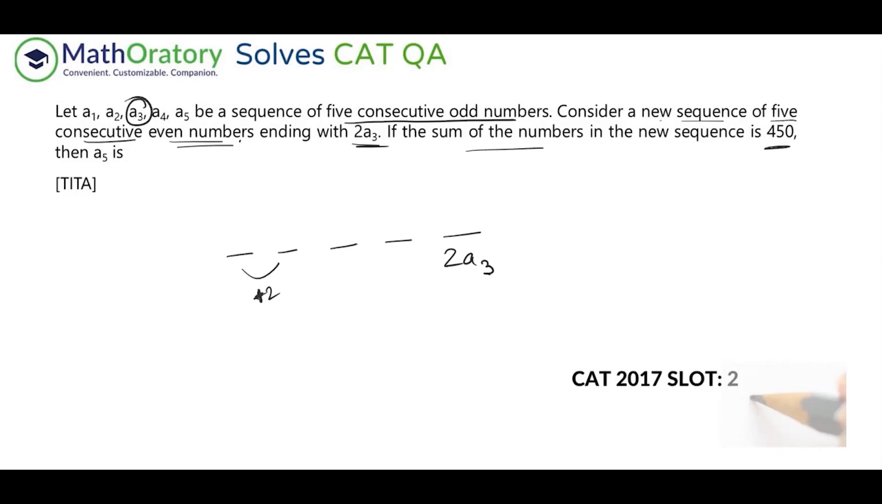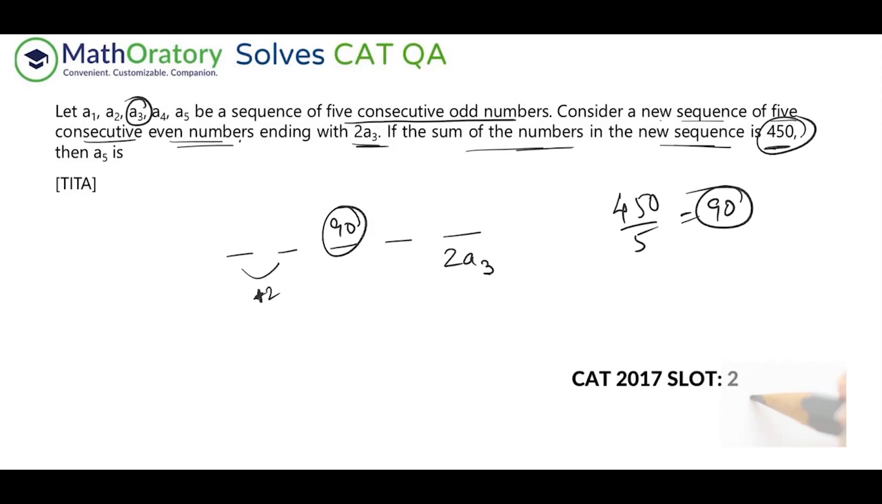Okay, now the last information, and this is the crucial one, I believe. It says the sum of the numbers in the new sequence is 450. So this is where the average comes in handy. Because there are 5 numbers and the sum is 450, the average of the 5 numbers has to be 450 by 5, which is 90, right? Now, since the average is 90, that should be the middle number in this case.